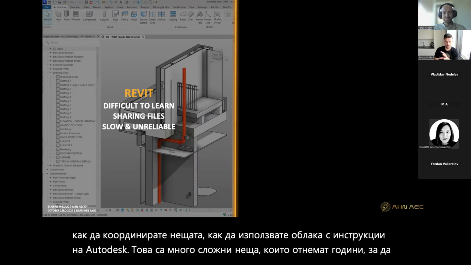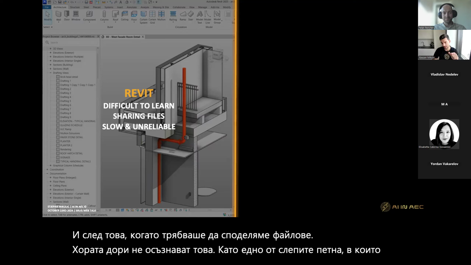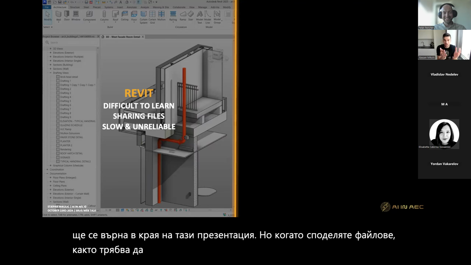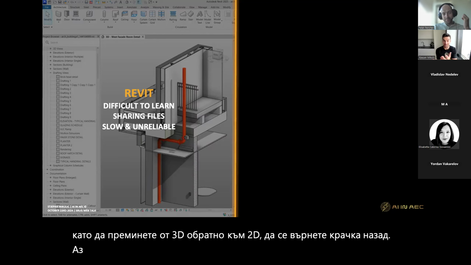And then when we need to share files, people don't even realize this is one of the blind spots I'm going to circle back to at the end of this presentation. When you share files, you need to print from Revit, and you go from 3D back to 2D. You go a step back. I'm like, what? Why? It doesn't make any sense.